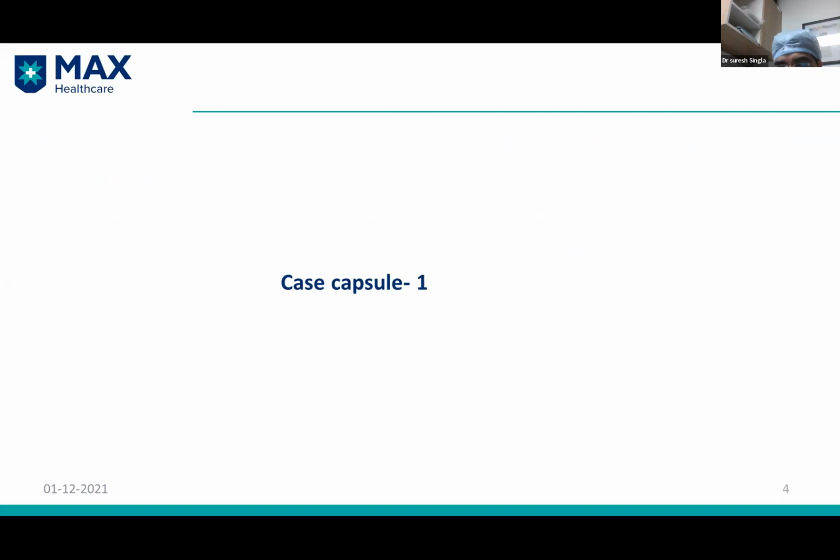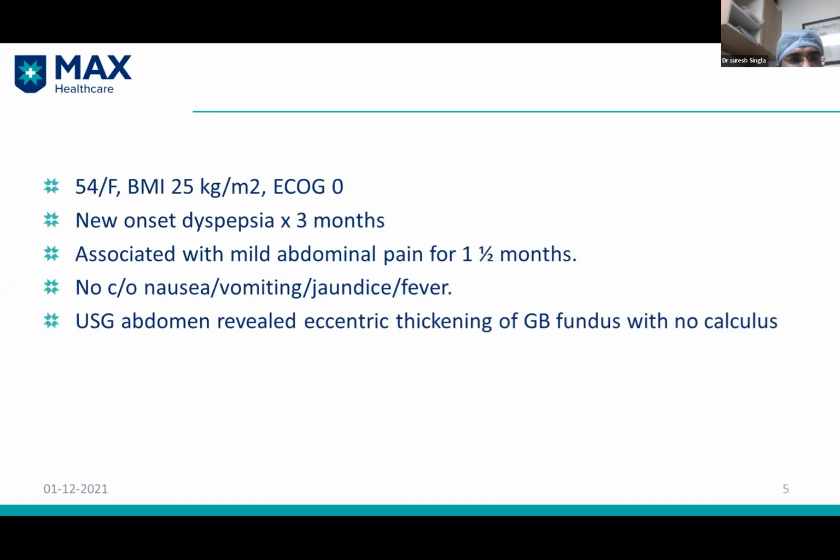I'm coming to the first case capsule. This is a 54-year-old female with BMI 25 and performance status 0, who had a new complaint of onset of dyspepsia and epigastric pain for the last 1.5 months. She never had any nausea, vomiting, jaundice, or fever. On examination, it's almost normal: abdomen is soft, no distant lymph node, no neck lymph node. She was further evaluated with ultrasound abdomen, and it showed an eccentric thickening of the GB fundus.